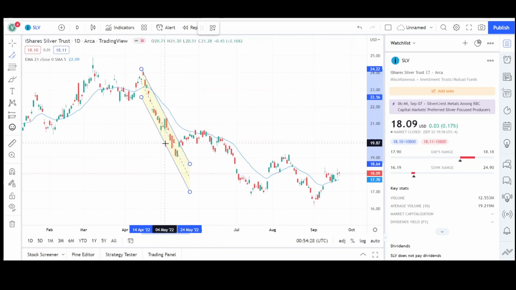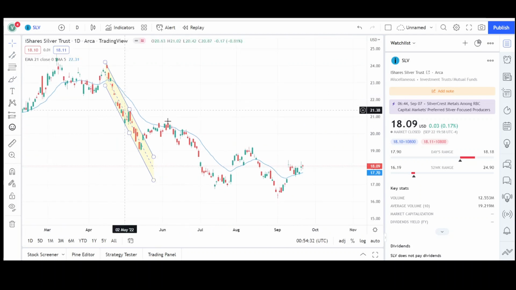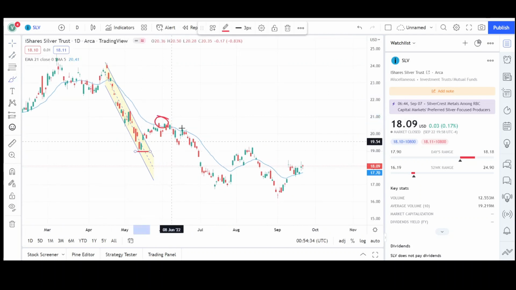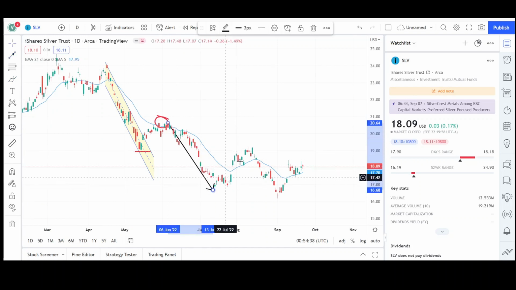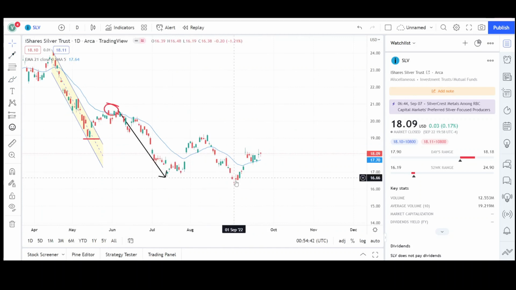Let's go and connect the swings. This looks like the channel that price was respecting. Then we saw the break, a move to a new low in one large leg. So this was one large leg, a correction, and then another move down. So now we went back above the EMA.